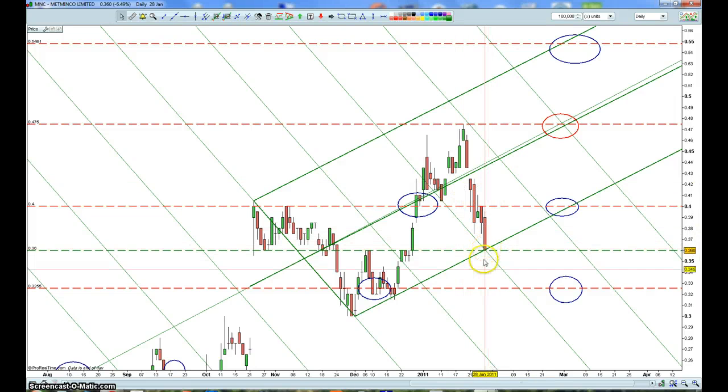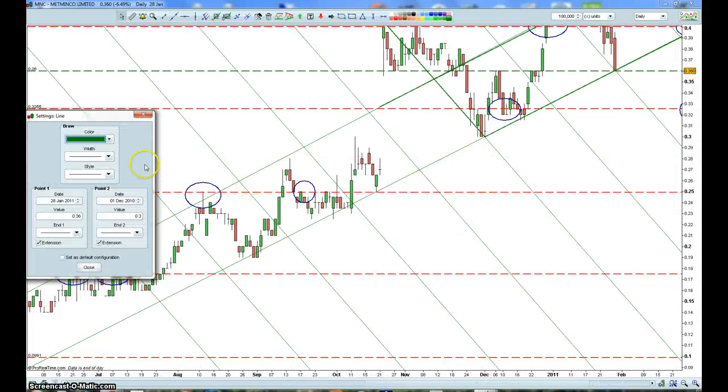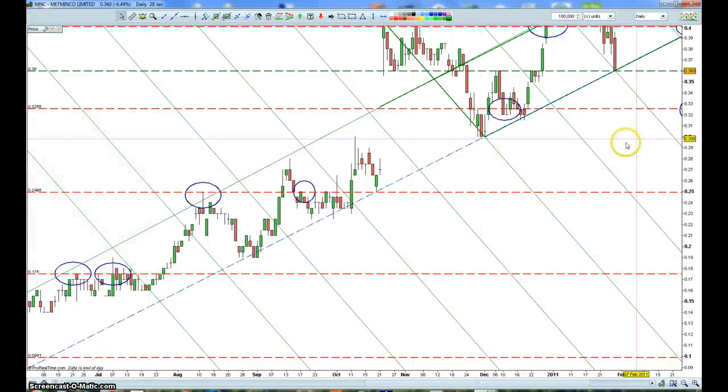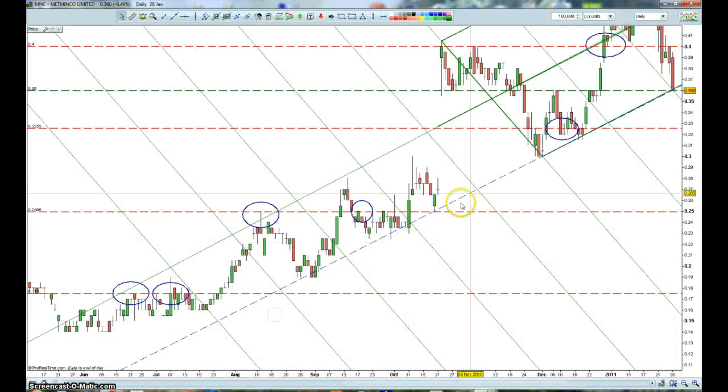And now it's just amazing how we're now at a conjunction between the horizontal support at 36 cents, the bottom of this green fork, and which just coincidentally happens to be, if you line these up, just do this so it looks a bit different. If you line that up, it's a support and resistance line going back.